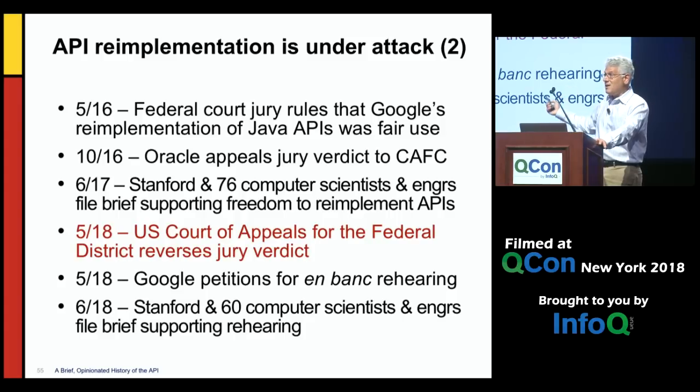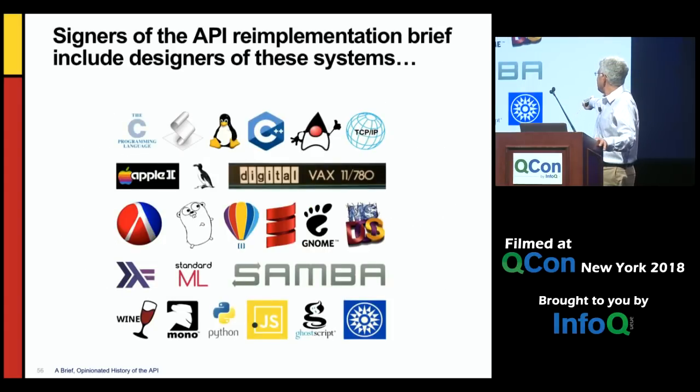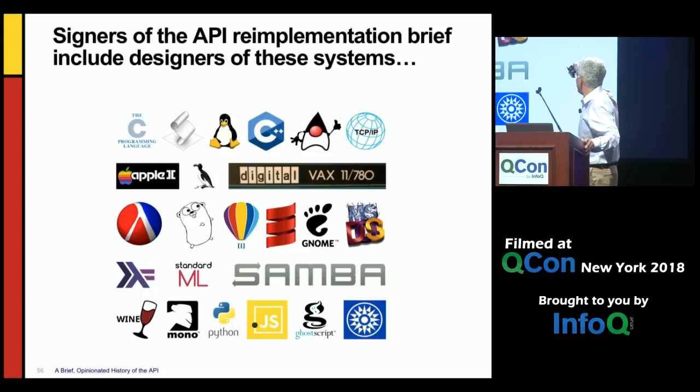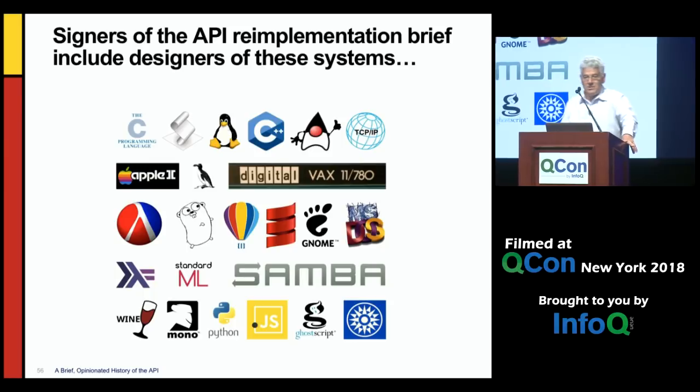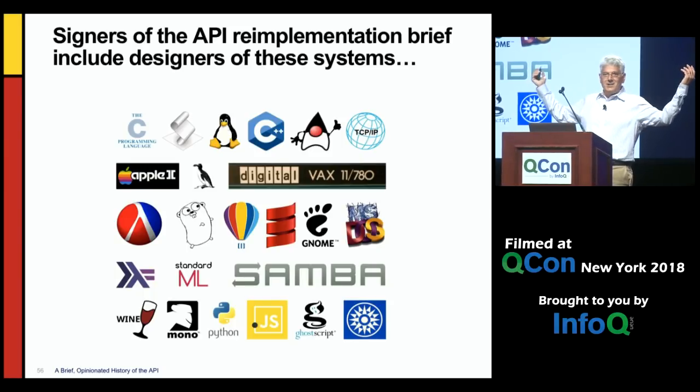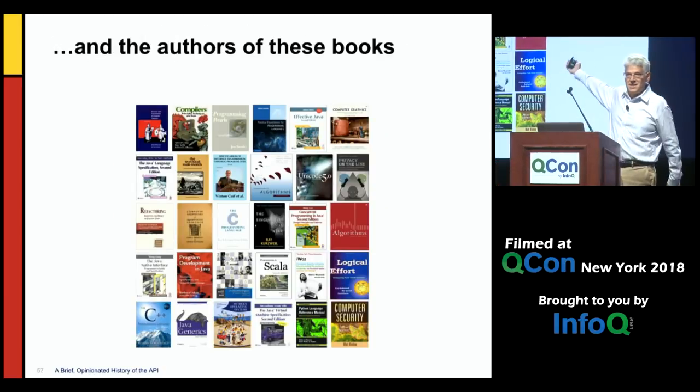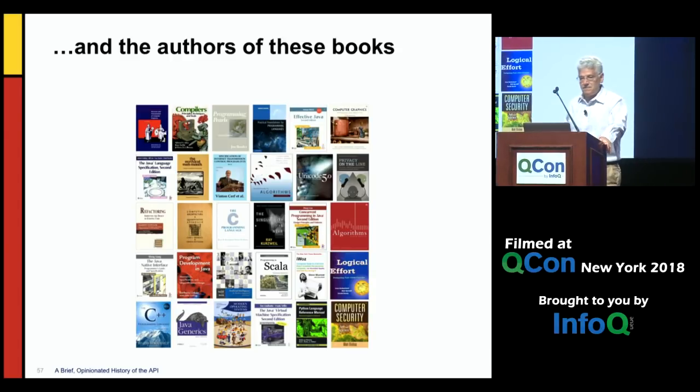Just in case you're curious who these people are, they are the designers of these systems and languages. Names you've heard of, Steve Wozniak, and gosh, I don't know. I don't have time to go over the names, but you can look. I have a pointer in the talk to it. Tons of people, Gordon Bell, there were like 10 Turing Award winners in this list. These are the people who believe we have the freedom to re-implement APIs. They're also the authors of these books. Since a bunch of you have studied computer science, you probably have these books on your shelf.